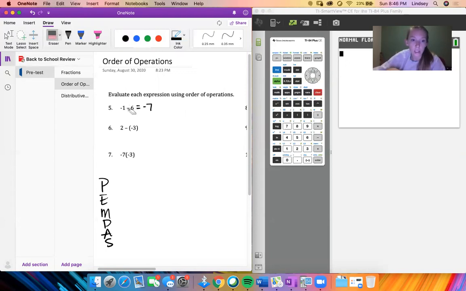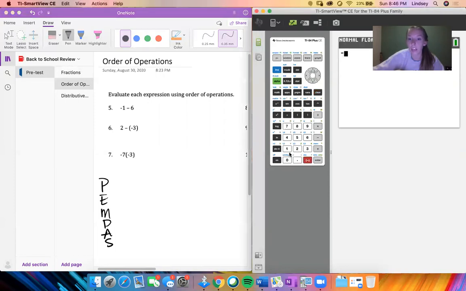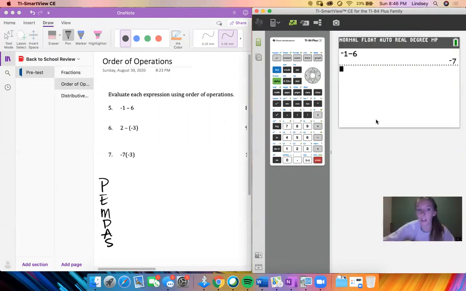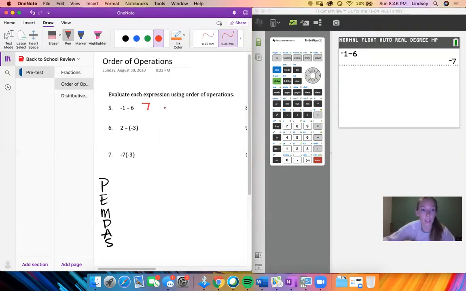Okay, because you can use these now, so you need to know how to use them. First of all, the negative sign is not this. This is the subtraction sign on your calculator. The negative sign is this little button right here below the 3. Okay, it's in parentheses. So I could just do -1 minus 6. Let me move my screen. It's -7. Okay, so that's an easy way to do it. Okay, same for number 6.